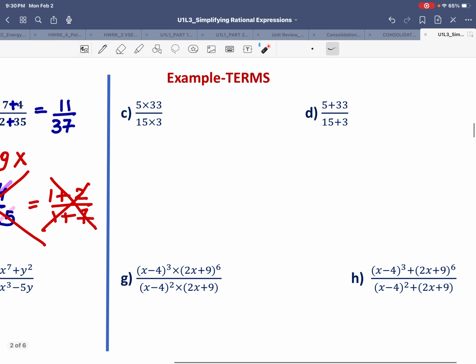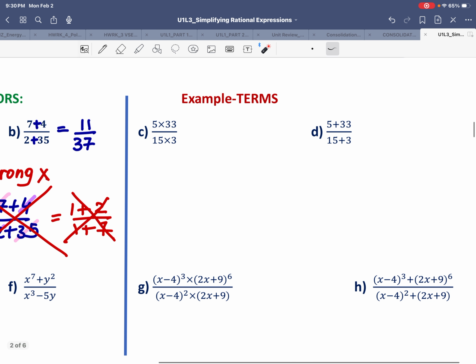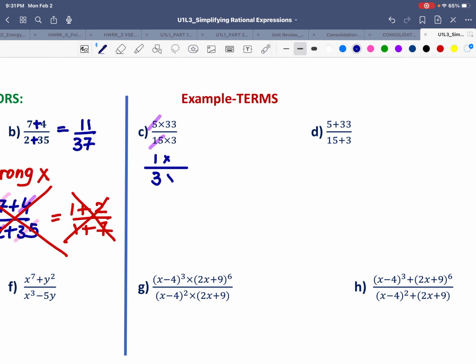Now, in the next example, we have something similar. So this is for you to practice on your own. If you have 5 times 33 over 15 times 3, these are factors. So that means they can simplify. So we can get 5 over 15, which is equal to 1 over 3. And then 33 over 3 would be 11 over 1. So that would be 1 times 11, 11. 3 times 1 is 3. 11 over 3 is the answer.